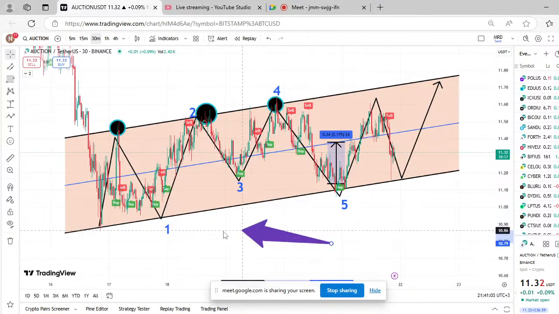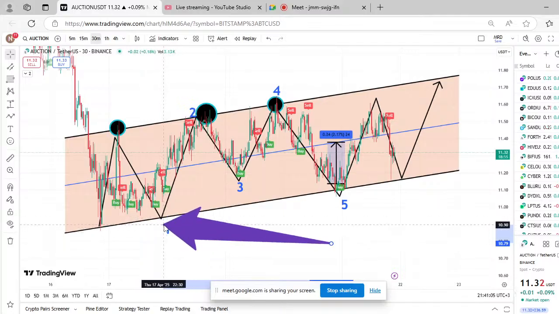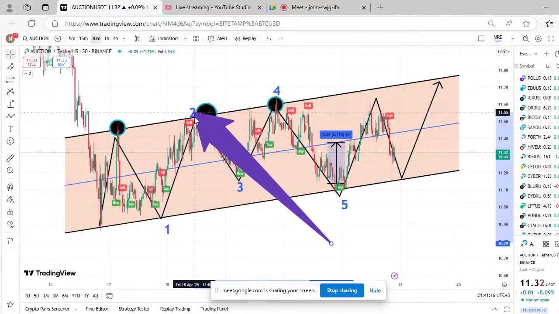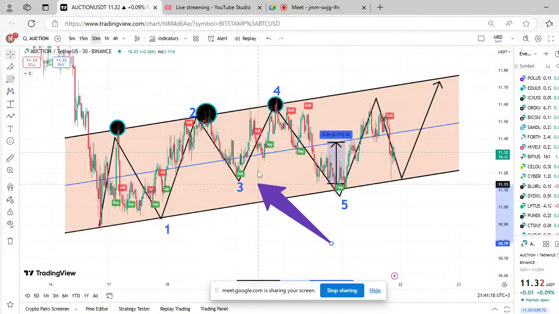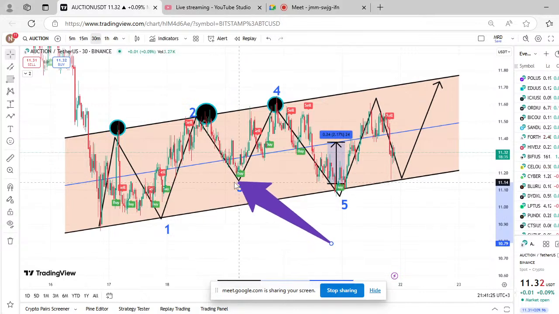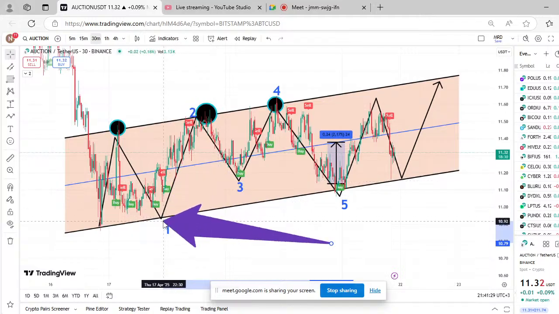Now, number 1 was the starting point. Number 2, the second point. As a must, after printing number 2, it could drop down. And when it is dropping down, number 3 has to stay above number 1. Number 3 should be above number 1.